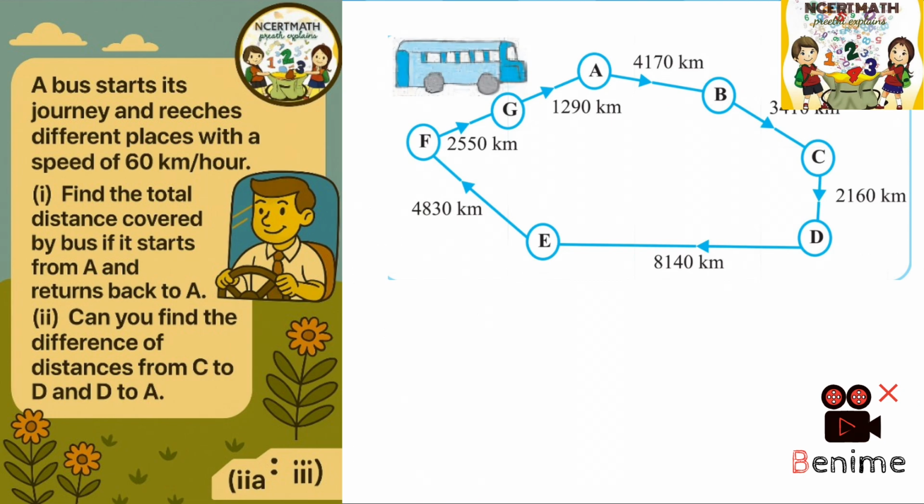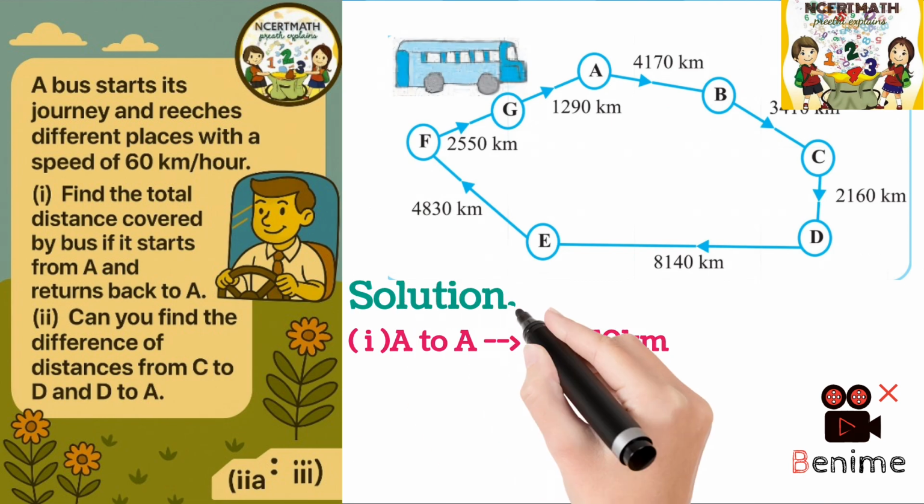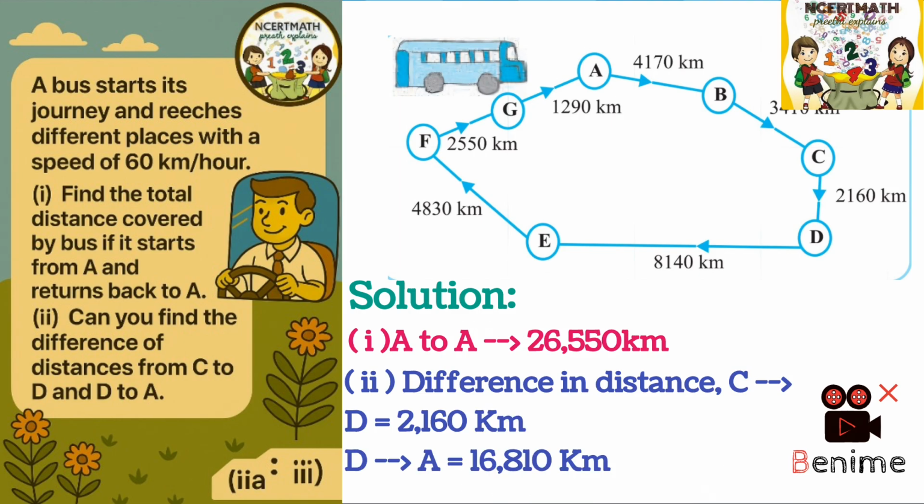The first question is: the bus starts its journey and reaches different places with a speed of 60 km per hour. Find the total distance covered by the bus if it starts from A and returns back to A. To add the distance covered by the bus from A to A, that means from A to B, from B to C, from C to D, from D to E, from E to F, F to G and G to A, we have to perform the addition operation. The final answer is 26,550 kilometers.